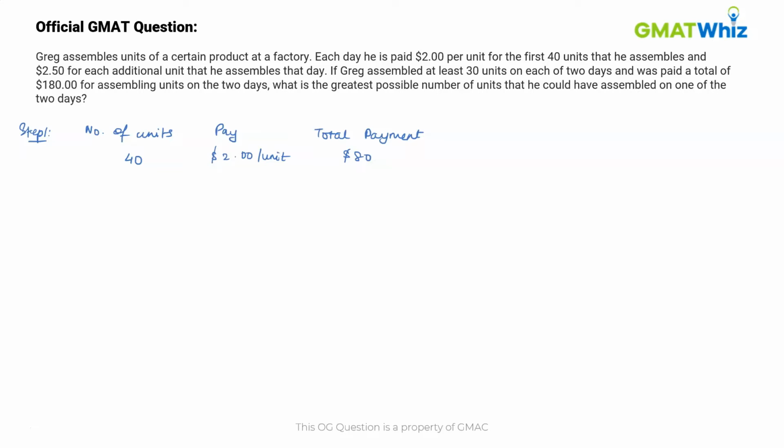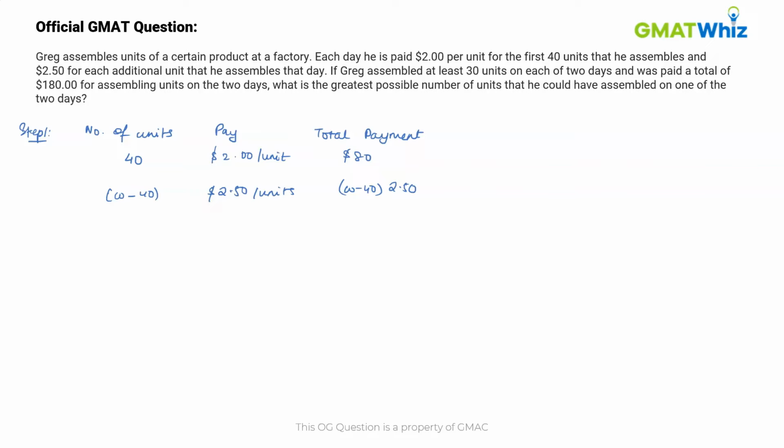And he's paid an additional $2.50 for each additional unit that he assembles that day. So if there are W minus 40 units which are produced, then the rate of payment for each unit is $2.50. Then the total payment will be W minus 40 times 2.50.